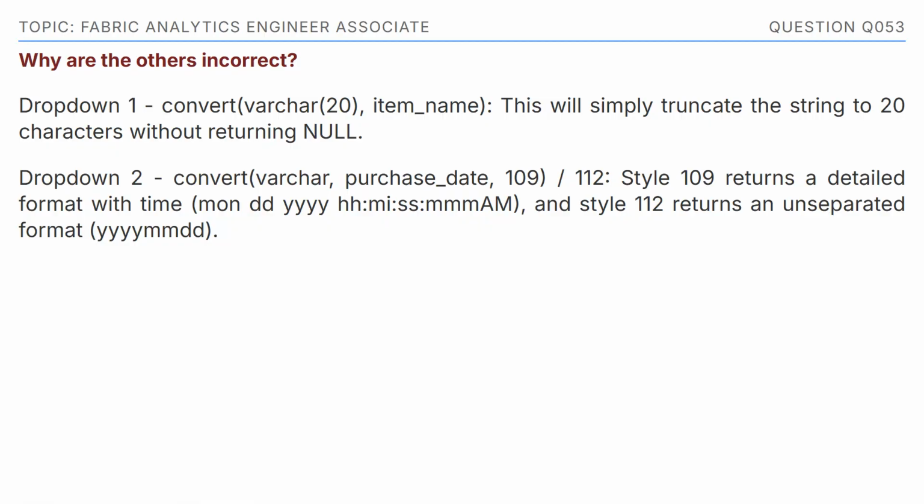Why are the other answers incorrect? Because drop-down 1, CONVERT, varchar(20), item_name will simply truncate the string to 20 characters without returning null. Drop-down 2, CONVERT, varchar, purchase_date, 109/112: style 109 returns a detailed format with time, Mon dd yyyy hh:mi:ss:mmAM, and style 112 returns an unseparated format, yyyymmdd.